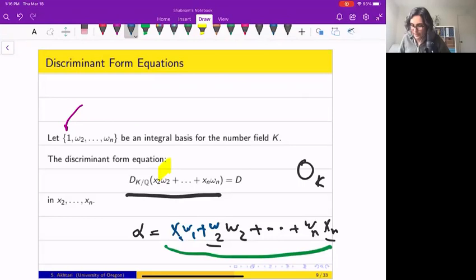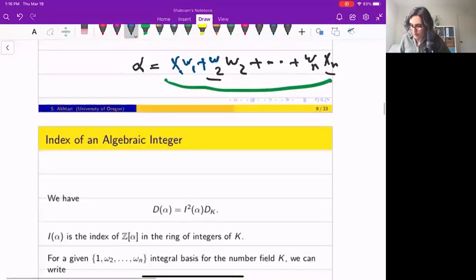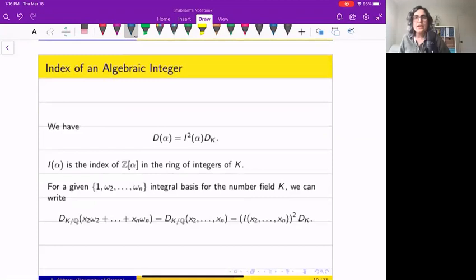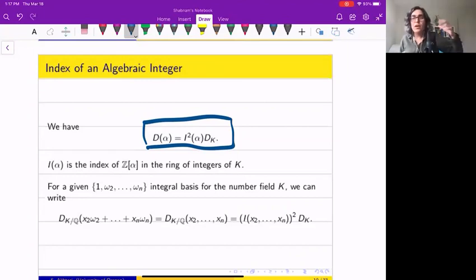So this would define the discriminant form equation, but from very basic algebraic number theory, maybe we remember this formula: the discriminant of any element can be written as the discriminant of the number field that you consider that element in, times the index, something that is called the index of that element. And this formula defines an index form formula for me. So the I that I wrote here is the index of your element alpha, and that would be the module index of Z adjoined alpha in O_K.